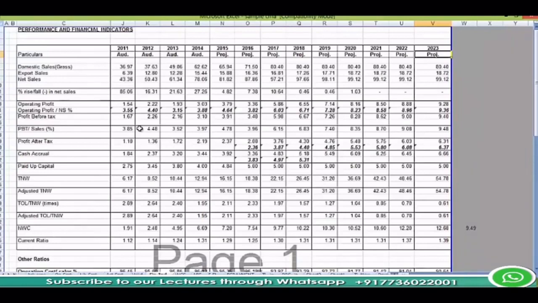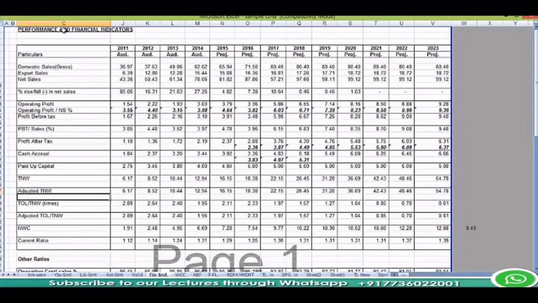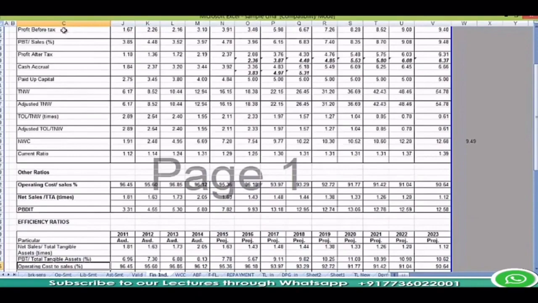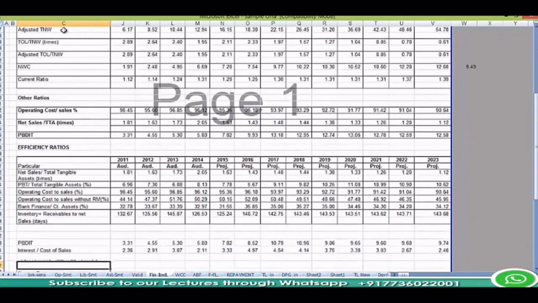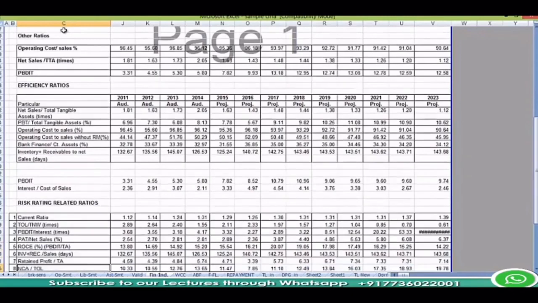Financial ratios or financial indicators is the output sheet. If all the data are entered in the operating statement and balance sheet, this statement will be prepared automatically. This sheet will come automatically, which will talk about various financial indicators. It starts with operating profit, then profit before tax, profitability, cash accrual, paid up capital, T&W, adjusted T&W, like that. It goes on with many ratios, and the ratios go to other ratios, efficiency ratios, then risk rating related ratios, and it keeps going on.